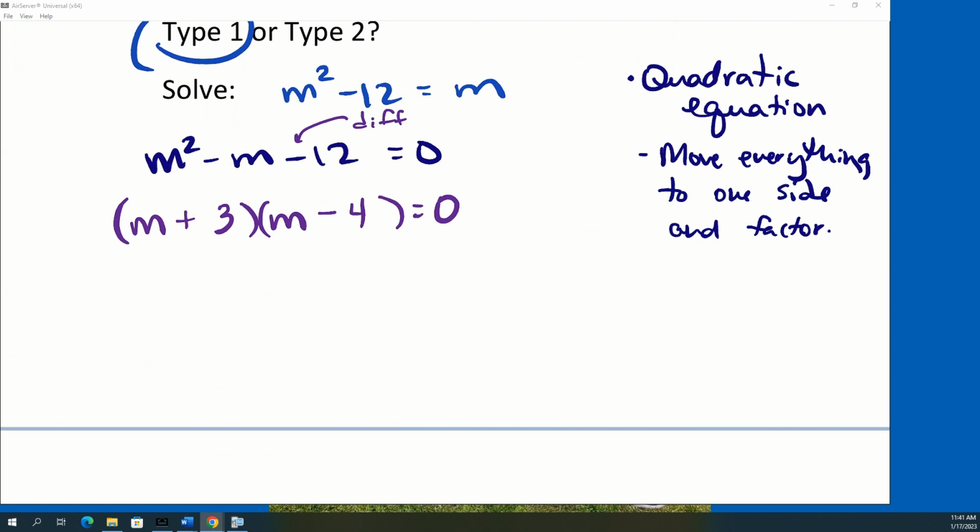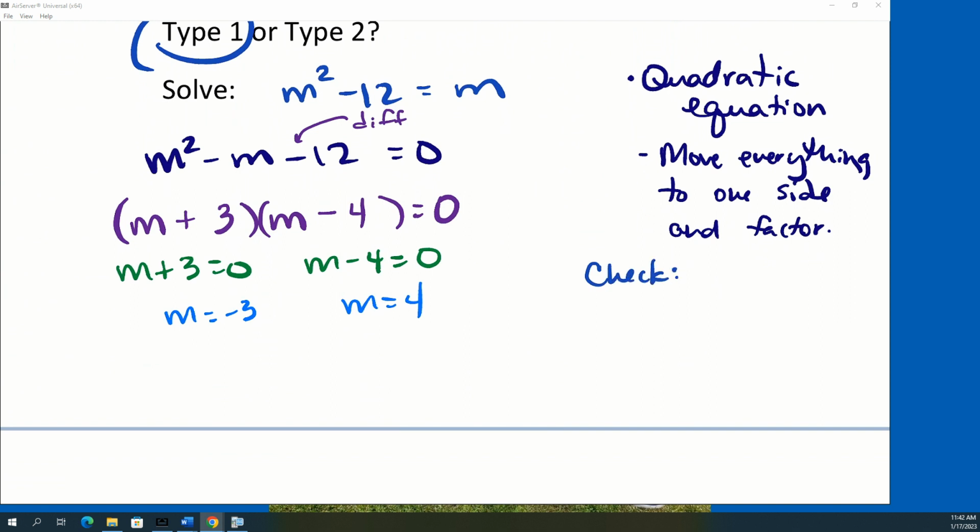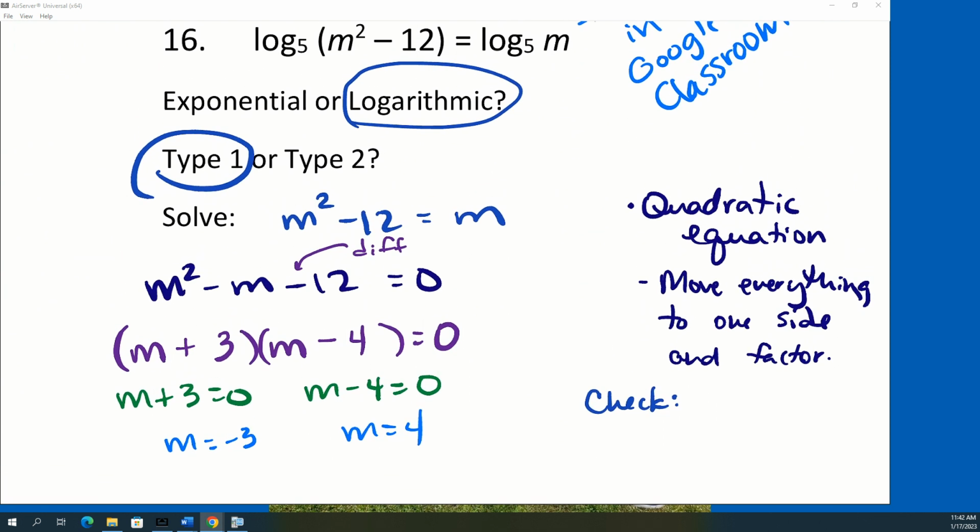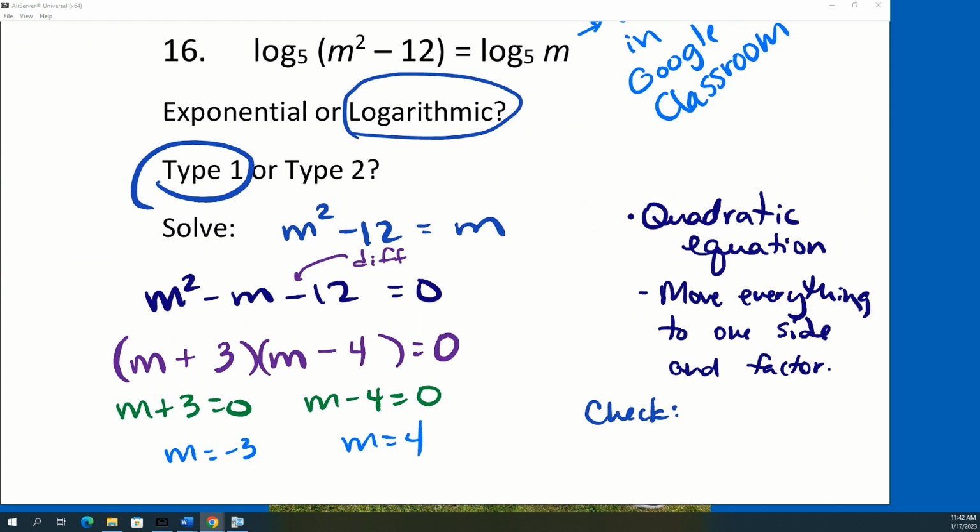So that means that either m plus 3 is 0 or m minus 4 is 0. All right, so originally I get 2 answers. Now that doesn't mean that there are 2 answers. So for logarithmic equations, sometimes you get extraneous solutions. So I do need to check both of these. And I'm checking them with the original equation.